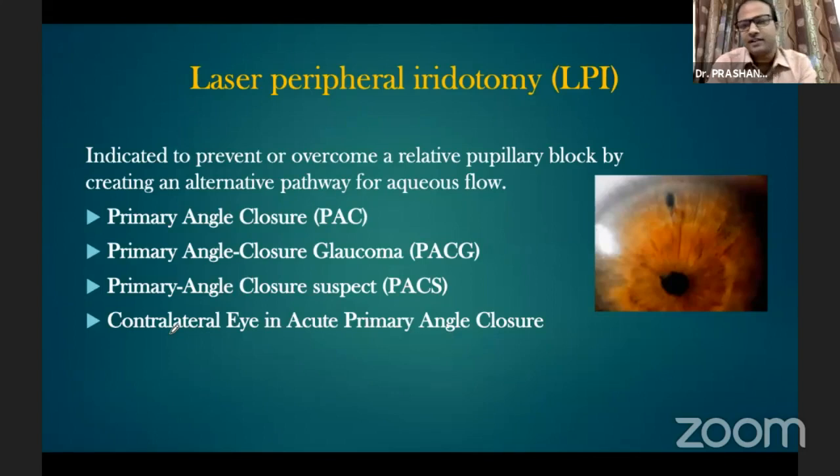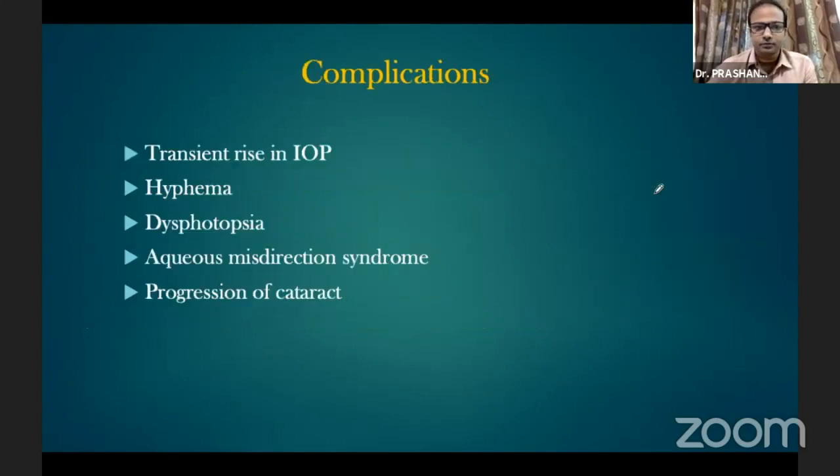is a very safe and effective procedure to abolish the pupillary block. We can create a peripheral iridotomy which establishes an alternate pathway for the aqueous outflow. That is the established treatment for primary angle closure glaucoma, primary angle closure suspects in special cases, and also in the contralateral eyes of acute primary angle closure glaucoma. It's a safe and quick procedure, and it takes around 2-3 minutes after preparing the patient, and it's an outpatient procedure, so it's very easy to perform.